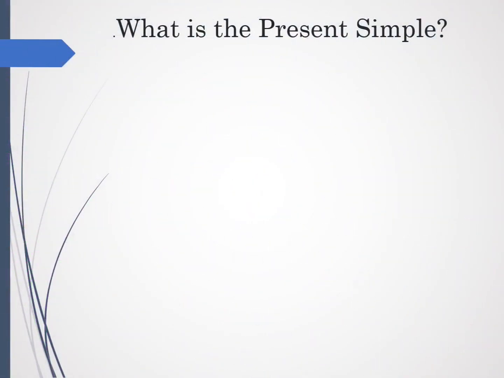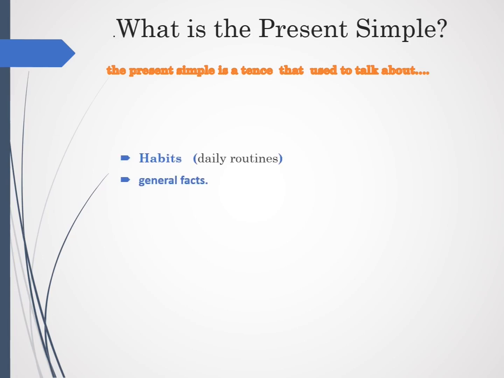What is the present simple? The present simple is a tense that is used to talk about two things: a habit, and we call it daily routines, and general facts. Here we have two examples, and we will have more examples next. Example: I go to work every day, and this is a daily routine. She works in a hospital, and this is a general fact.